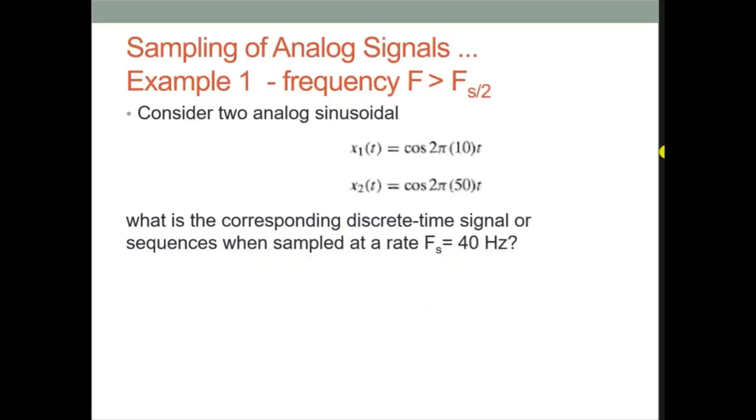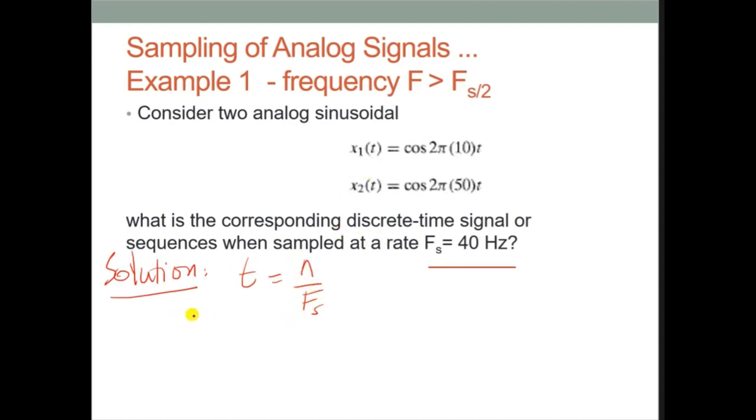Okay, analog signals, two different analog signals. We want to sample this signal to become a discrete time signal, and the sampling frequency is 40 Hertz. So how do we change this into a discrete time signal? We look into the relationship between t and n. So the solution is t equals n over fs.